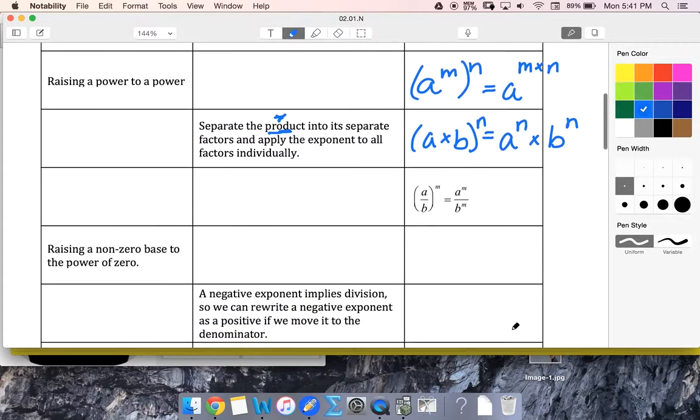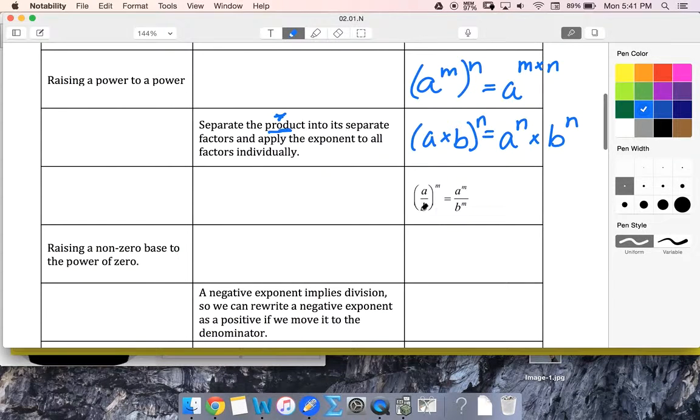I've got the counterexample down here. I've got a quotient raised to an exponent. And here it looks like I separate the quotient and apply the power to each part of the quotient, the dividend and the divisor. All right, so I'm going to leave that for you to fill in. Raising a non-zero base to the power of 0. So A to the power of 0, I'm going to make over here a note, A is not 0. Non-zero base to the power of 0, I really, really, really hope you learned that that is always 1.